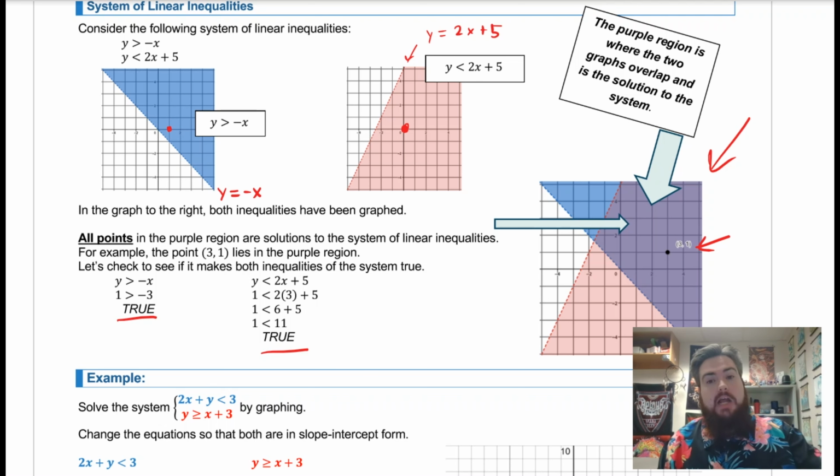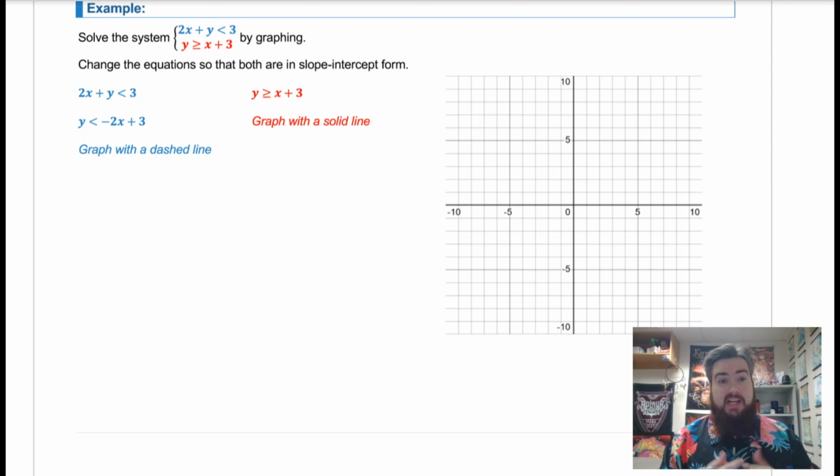So let's see a couple examples of how that would work. In this example, which is a guided example, we have the system 2x plus y less than 3 and y greater than or equal to x plus 3, and we're going to solve this by graphing. We will change the equations first into slope-intercept form to make them easy to graph, or you can find the intercepts however you prefer to go about it. If you take 2x plus y less than 3 and you subtract 2x from both sides, you will get this in slope-intercept form for an inequality as y less than negative 2x plus 3.